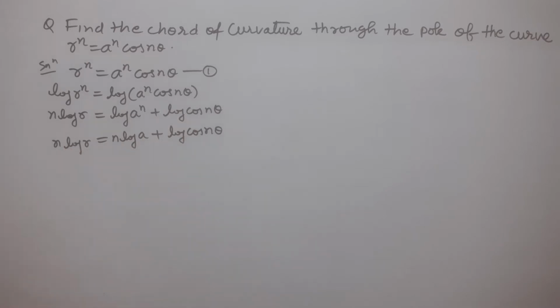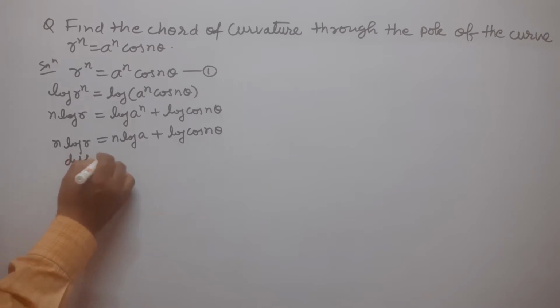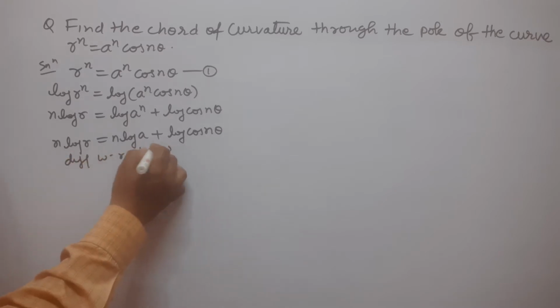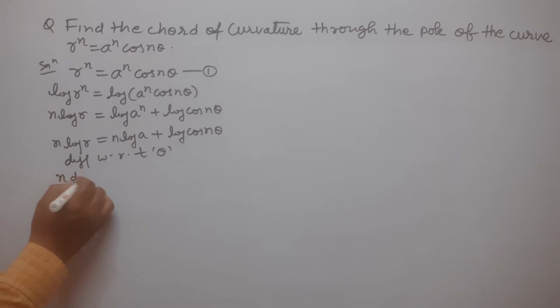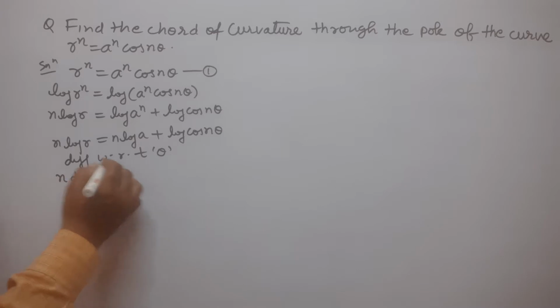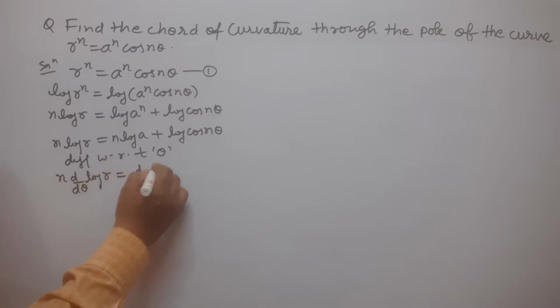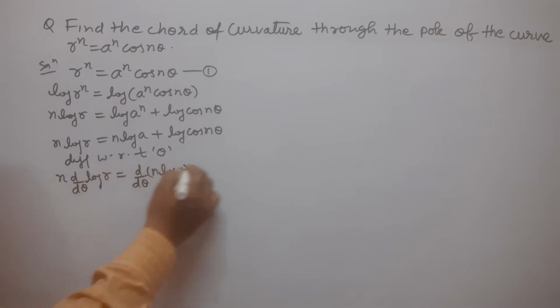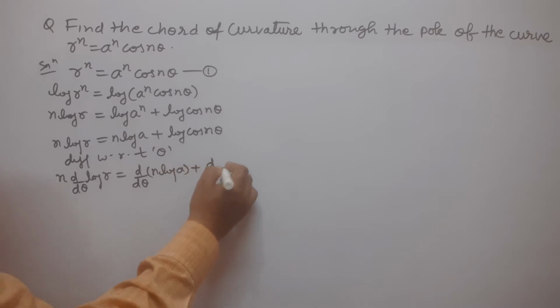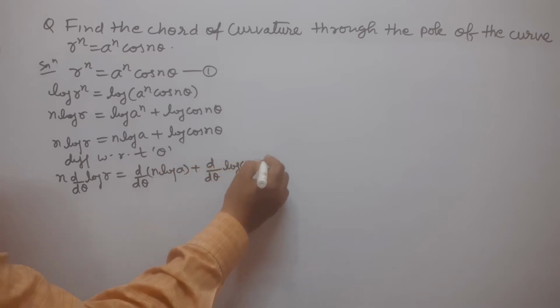Now we differentiate this, we find here dr by d theta. So differentiate with respect to theta, so n is constant, so it will be outside the differential operator. d by d theta of log r is equal to d by d theta of n log a plus d by d theta of log of cos of n theta.